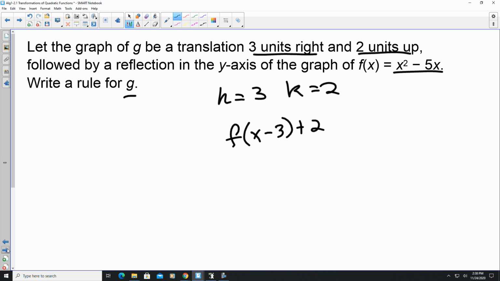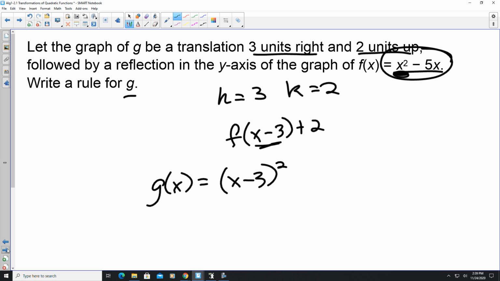So what you're going to do with that is this. Wherever there's a value of x, you are going to replace that with x minus 3. So here x is being squared, so g of x is going to be equal to x minus 3 quantity squared, because that's where this comes in, minus 5 times, now instead of x, you're going to replace x with x minus 3, and then you have this leftover of plus 2. So this is how you write out the function.